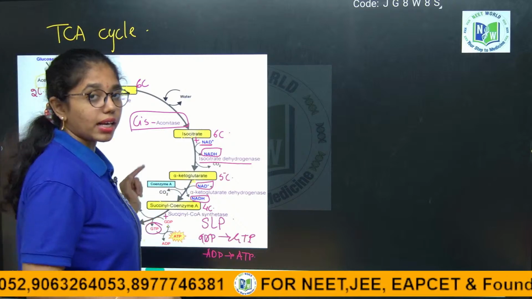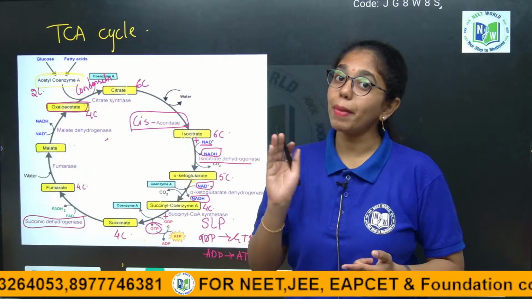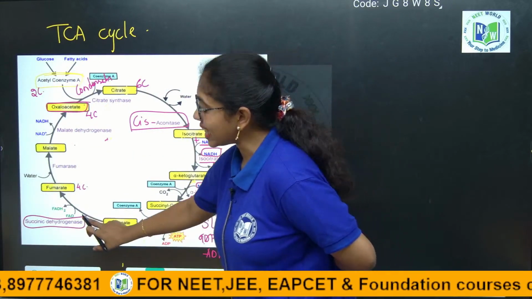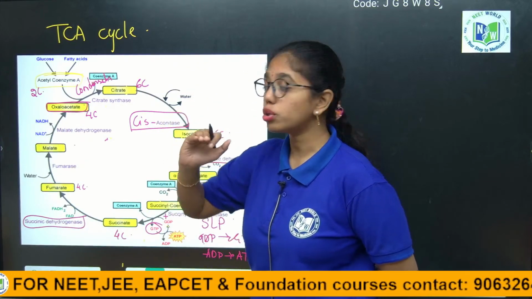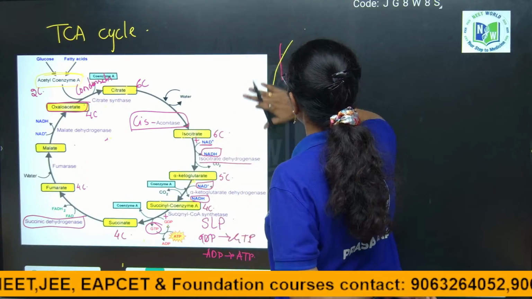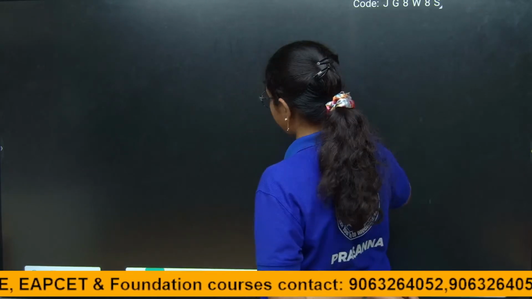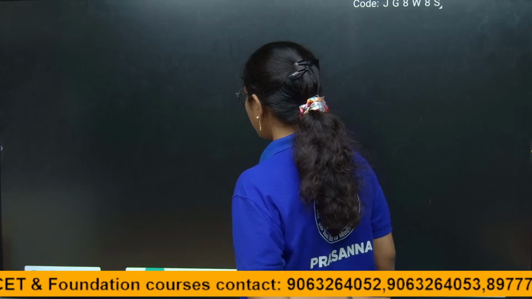All the enzymes involved in the Krebs cycle are present in the mitochondrial matrix, but this enzyme, succinic dehydrogenase, is found attached to the inner mitochondrial membrane.